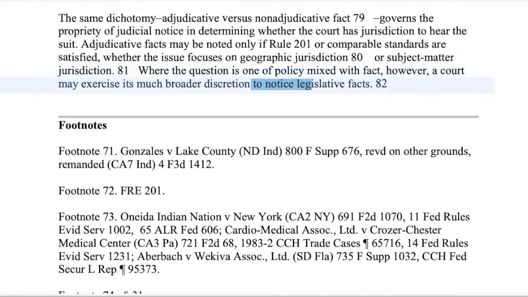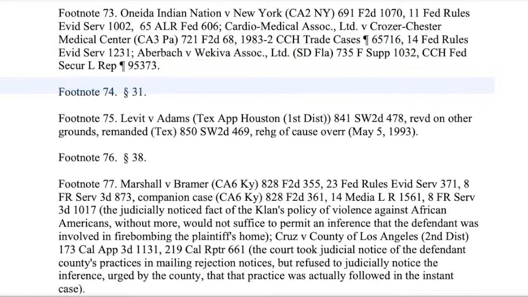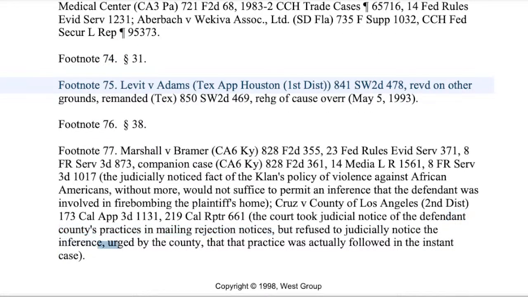All right, so here are our footnotes. Companion case, Americans. Let's see here. The judicially noticed fact of the Klan's policy of violence against African Americans, without more, would not suffice to permit an inference that the defendant was involved in firebombing the plaintiff's home. Gosh. All right. The court took judicial notice of the defendant county's practices in mailing rejection notices, but refused to judicially notice the inference urged by the county that the practice was actually followed in the instant case.